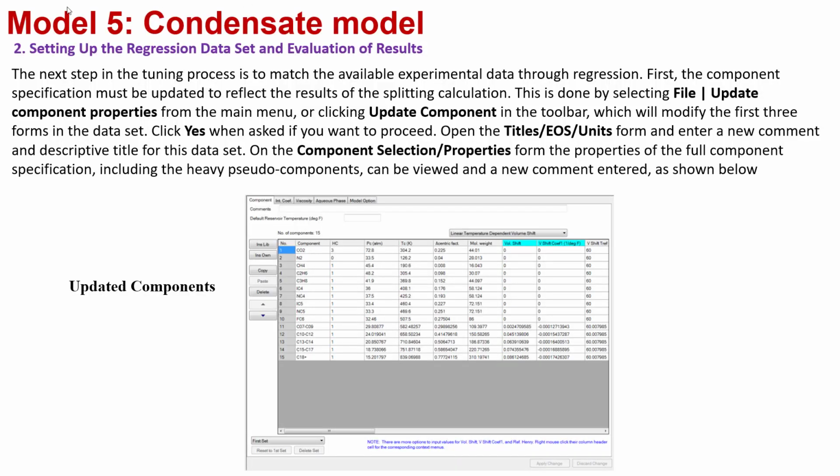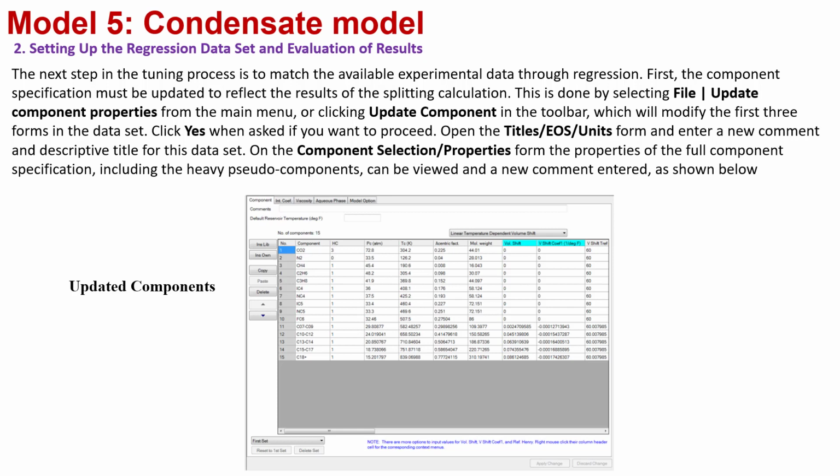Now we continue with the next part in model number 5, setting up the regression dataset and evaluation of the results. Firstly, you need to tune your set for matching the available experimental data with the regression set.